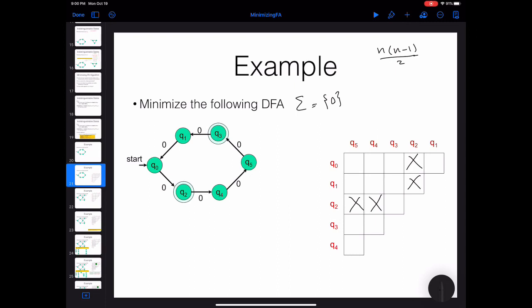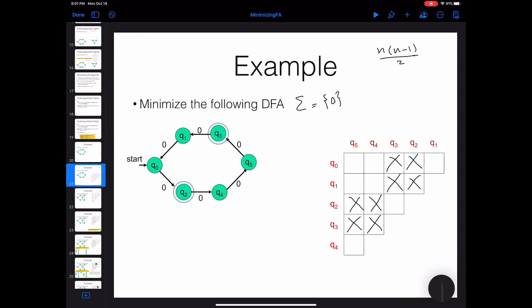Also for Q3, it is not going to be equivalent to Q0, it's not going to be equivalent to Q1, it is not going to be equivalent to Q5, and it is not going to be equivalent to Q4. So these are all the facts that I know at the very first step. I marked all of them in the table. The rest of it is going to be those pairs that it is possible that they can be equivalent, right? I need to actually check them one by one.